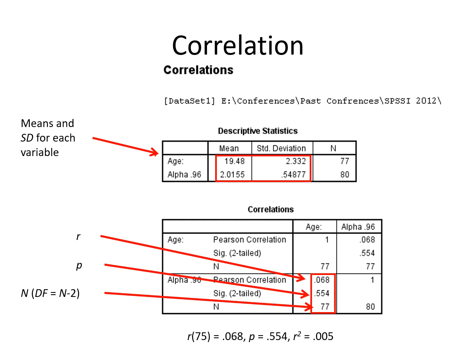We would basically say we looked at the relationship between age and a measure of sexism, and that there was not a significant relationship, comma, and we then put in this information: r(75) = 0.068, p = 0.55, r squared = 0.005.